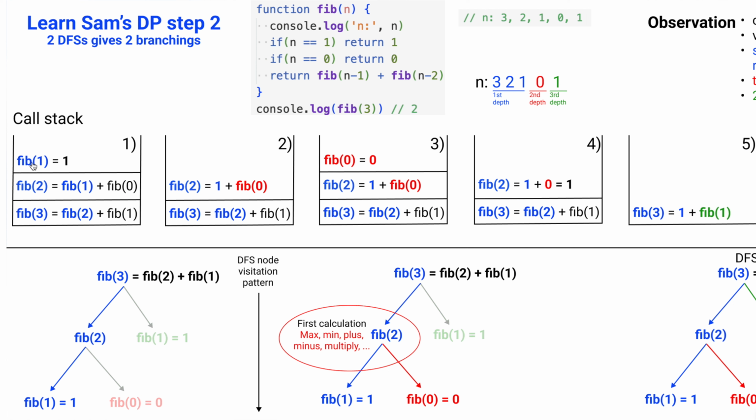So now we have fib 1 equal to 1. It's going to return to here. And then we're going to go to call stack frame 2. We have fib 2 equal to 1 plus fib 0. And we don't know what fib 0 is. So fib 0 goes to the call stack.